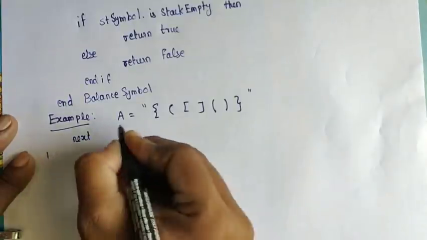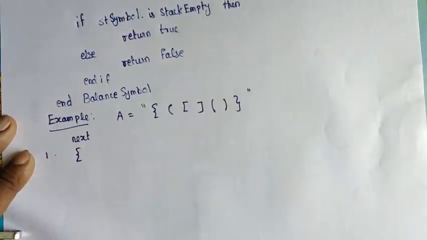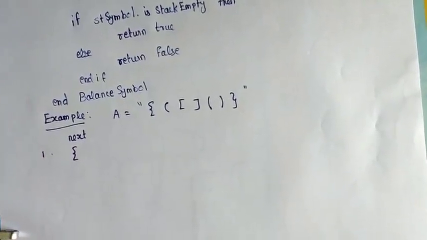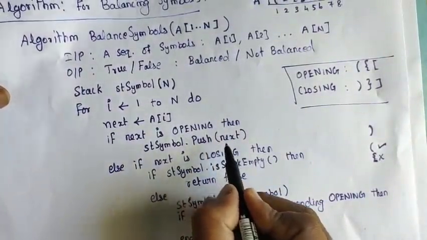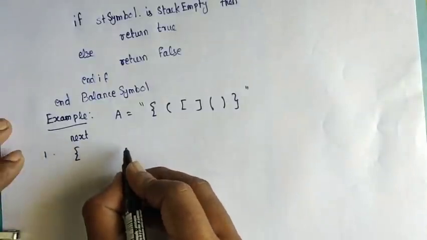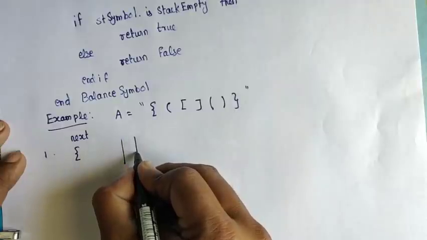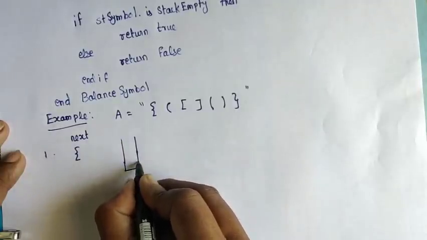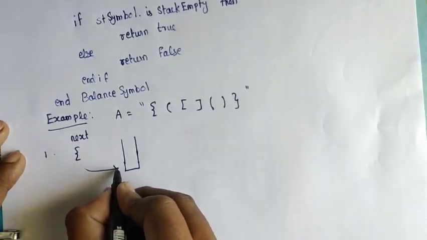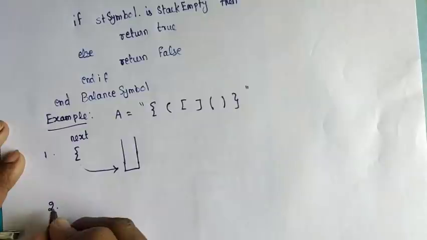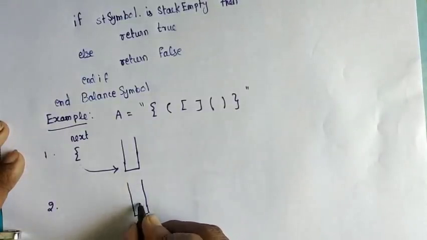So what is the next character? The first character is an opening bracket. So as per our algorithm, if the character is an opening symbol, it needs to be pushed into the stack. So we need to create an empty stack. So if it is an opening symbol, I need to push it into the stack. So at the second stage, the stack contains that opening symbol.